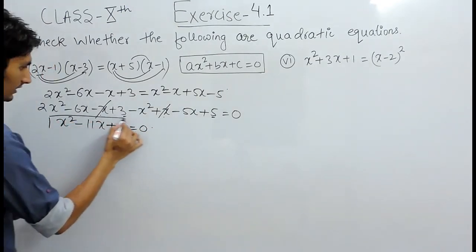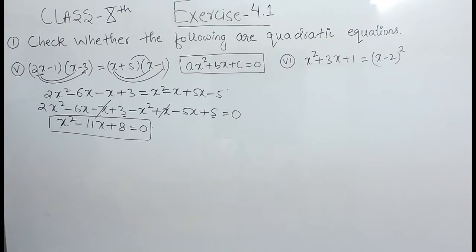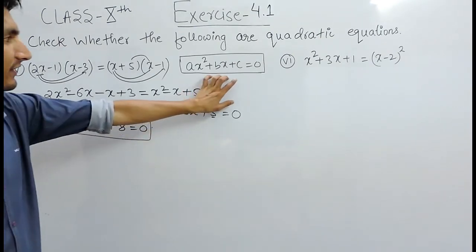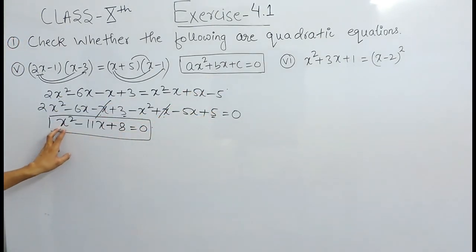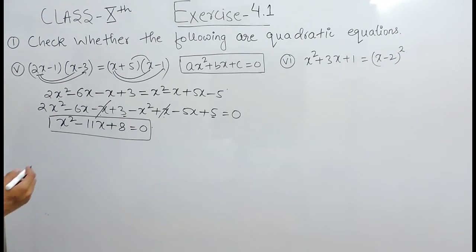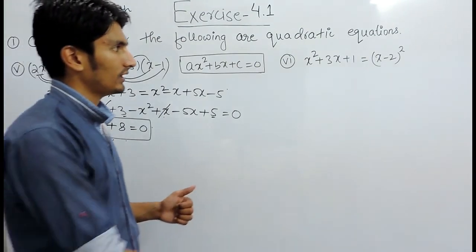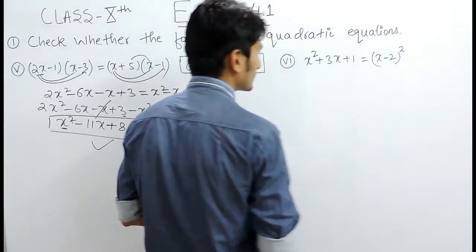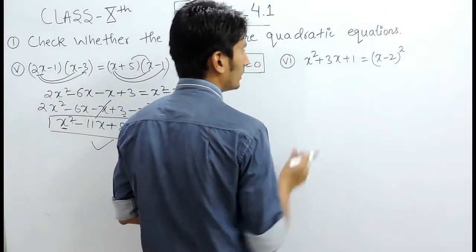So this is our equation, because this matches perfectly with this. Here the ax square is basically 1x square, bx is 11x, and c is 8 equals to 0. And we know that the maximum power of its variable is 2, so clearly this is a quadratic equation. Now we have to check whether this is also a quadratic equation or not.